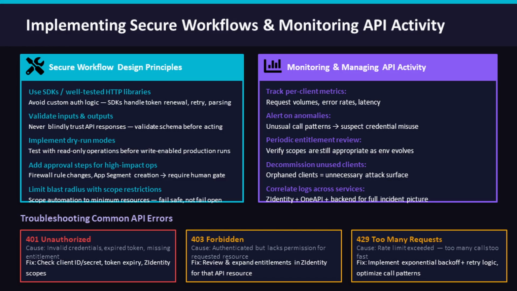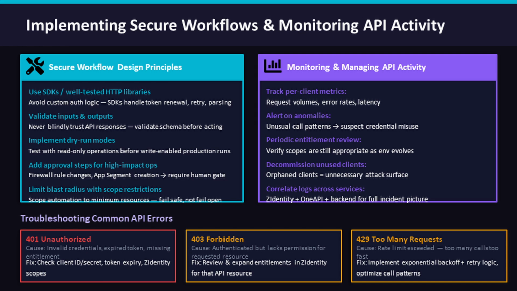Building secure automation is about much more than calling the right endpoints. Let's cover the design principles and operational practices that keep automation safe and reliable. For secure workflow design, there are 5 key principles. Use SDKs or well-tested HTTP libraries rather than writing custom auth and retry logic. SDKs already handle token renewal, exponential backoff, and error parsing correctly.